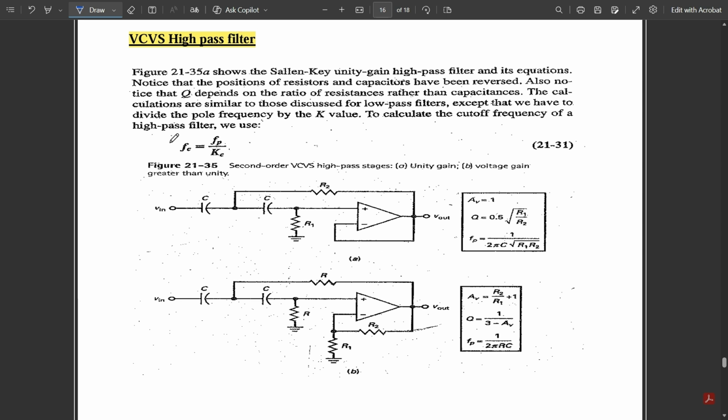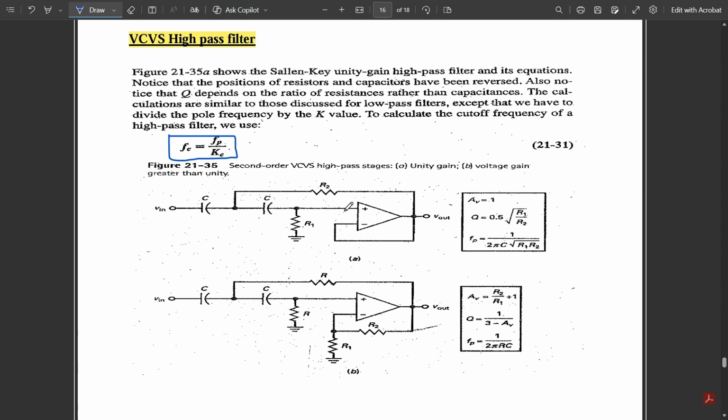In order to calculate the cutoff frequency, this is the relationship. In the previous case, for the low pass filter, the formula for calculating the cutoff frequency was Fc is equal to Kc into Fp, right? But here it is Fc is equal to Fp divided by Kc. So these differences you have to note down, guys, for low pass and high pass filters.